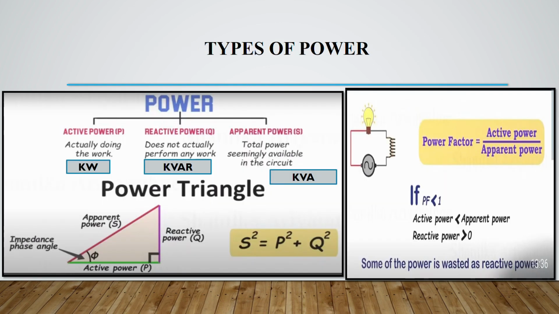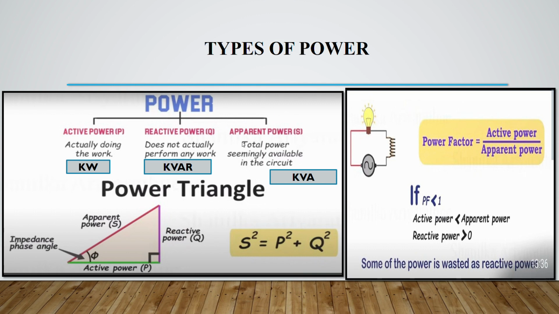Then the types of power. There are three types of power: active power, reactive power, and apparent power. Active power, in kW, is the power that actually does the work. Reactive power, in kilovars, does not perform actual work. The total power present in the circuit is apparent power, in kVA. I need this power for the calculations.